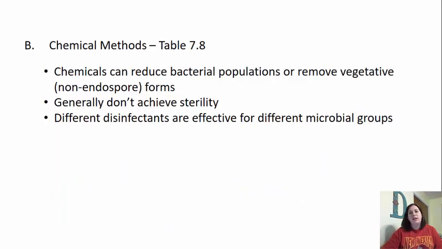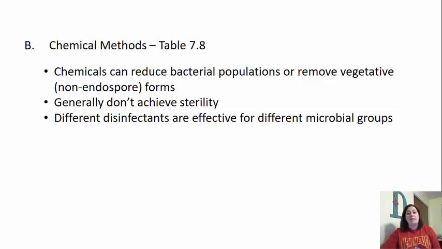All right, now switching gears, we looked at the physical methods. Now let's look at the chemical methods. Chemicals can reduce bacterial populations or remove vegetative forms. A lot of times they're non-endospore forms. They're not going to affect the endospores. These generally don't achieve sterility, unlike what we saw with the autoclave and things like that, we're not going to actually sterilize this.